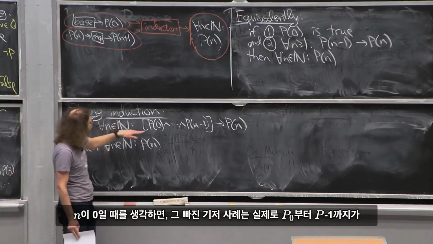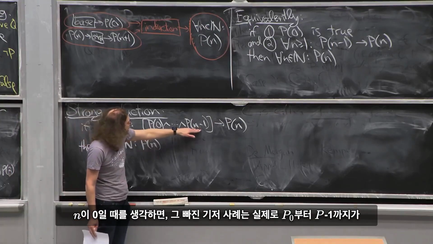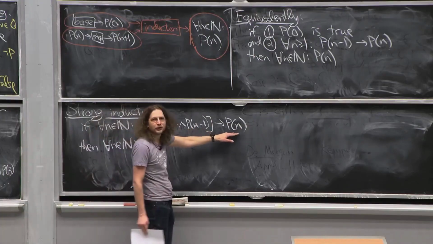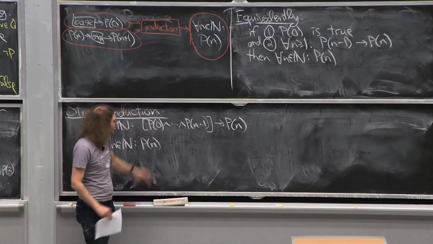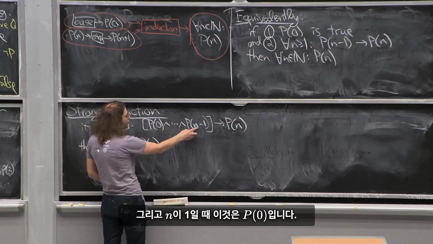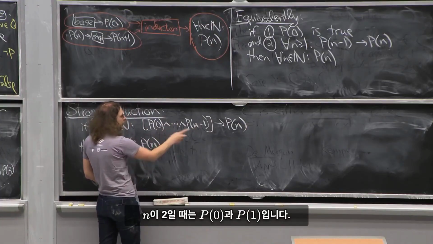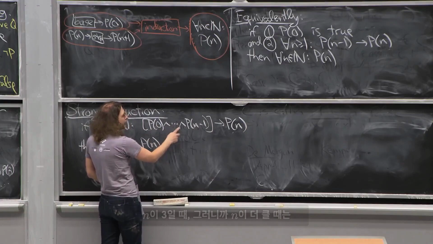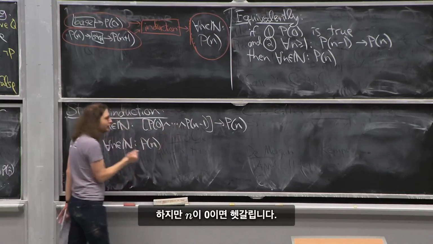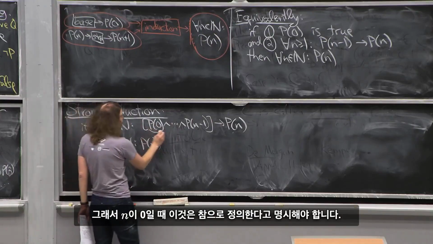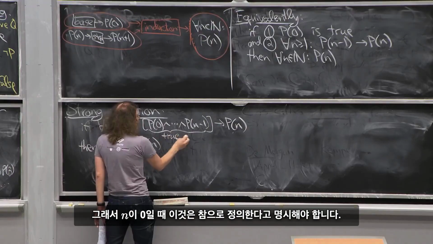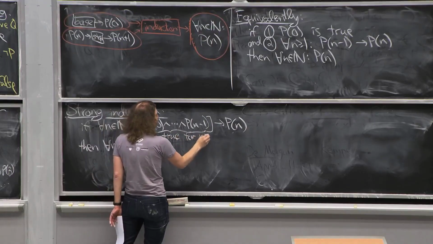What this is actually saying is p0 up to p of n minus 1 implies p of n. Okay, so this is kind of weird notation. I'm abusing the ... a little bit here. For when n equals 1, this is p of 0. When n equals 2, this is p of 0 and p of 1. For larger n, it's very clear what this means. But when n equals 0, it's confusing. So I need to specify this is defined to be true for n equals 0.